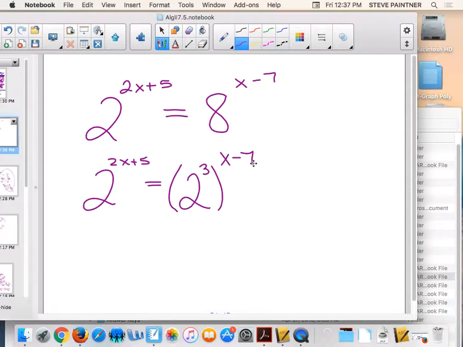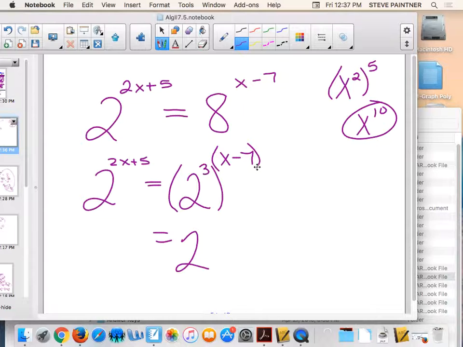X minus 7 power. Now your memory has to go back to chapter 6. What's your memory on something like this? When you take a power and you raise it to a power, what do you do? You multiply. It's x to the what? 10th. And if that's what you do, that's what you do here. So you're going to get 2 to the, take a power, raise it to another power, 3x minus 21. 2 to the 2x plus 5, right?